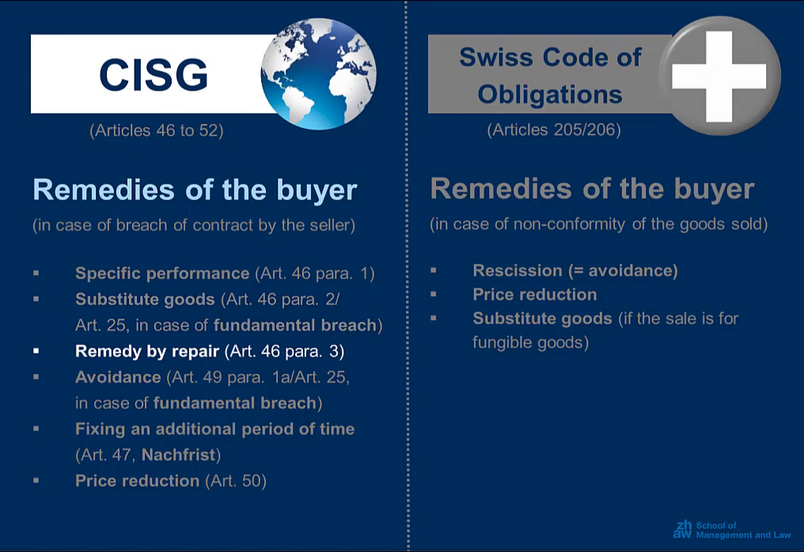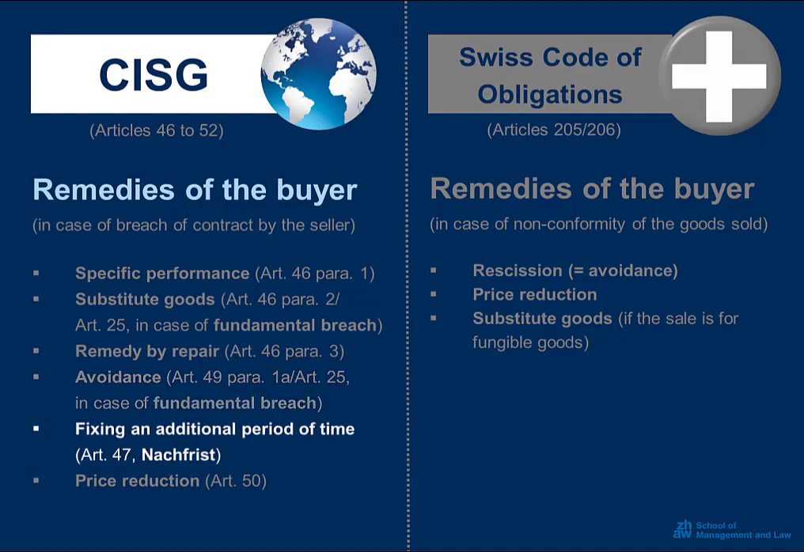A third option is claiming remedy by repair according to Article 46, paragraph 3. This is something that is not available under the Swiss Code of Obligations, at least not for sales contracts. It is different for manufacturing contracts according to Article 368 of the Swiss Code of Obligations. Under the CISG, the buyer can also claim avoidance of the contract, but this is more difficult than under the Swiss Code of Obligations because the condition is fundamental breach of contract in the sense of Article 25.